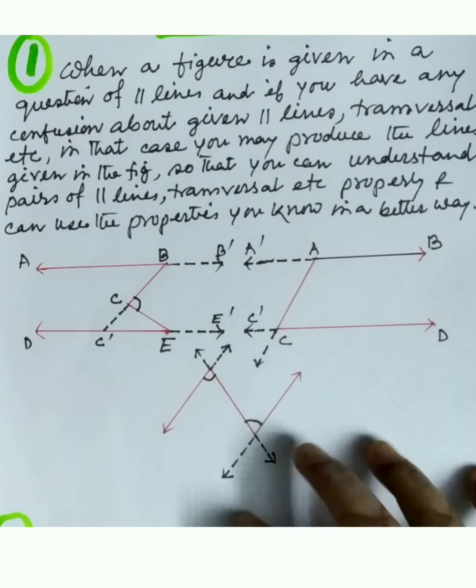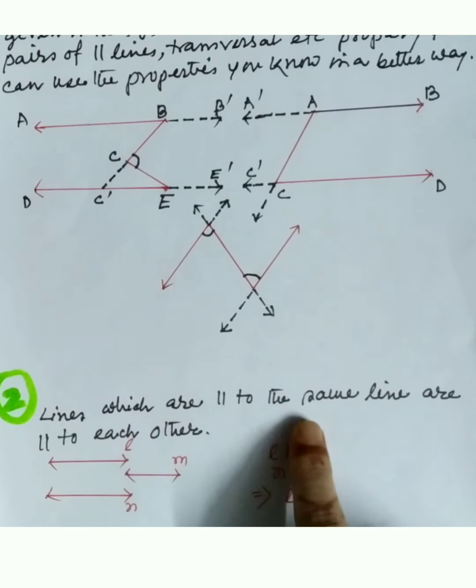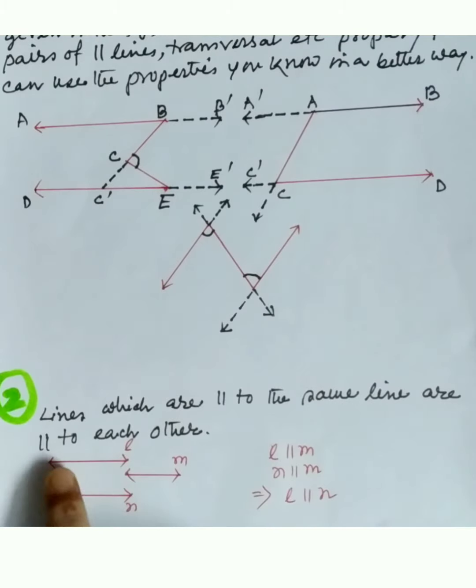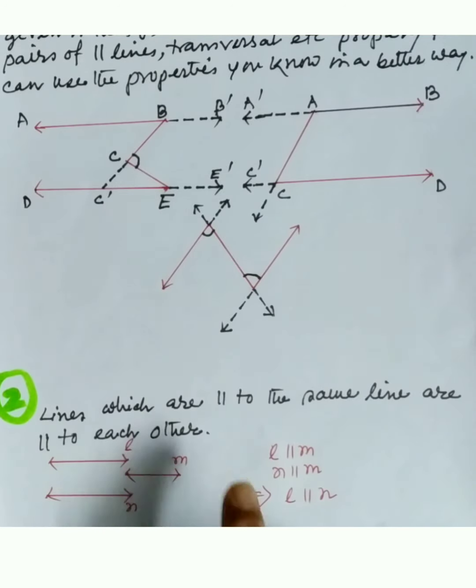Okay. And tip number 2, lines which are parallel to the same line are parallel to each other. Here you see, if L is parallel to M, N is parallel to M, then this implies that L is parallel to N. Okay.